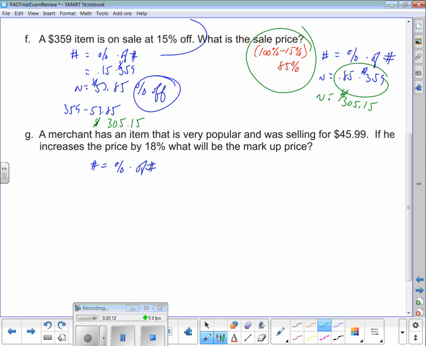All right, the second one, again, can be done two different ways. If you increase the price by 18%, what will be the markup price? So again, you can figure out 18% of $45.99 and then add it, or you can say the markup is 100% plus the 18% markup for a total of 118%. So what is 118% of $45.99? It's a way to do it in one step. Again, if you work better the other way, then do it the other way, but make sure you understand what your answer is.